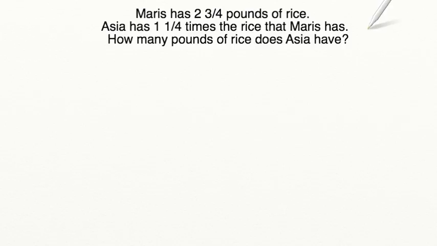Let's try. Maurice has 2 3/4 pounds of rice. Asia has 1 1/4 times the rice that Maurice has. How many pounds of rice does Asia have? Well, we know that we're going to be multiplying 2 3/4 times 1 1/4.